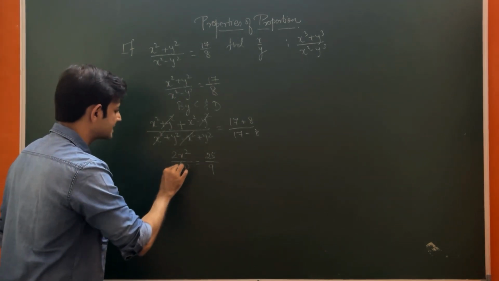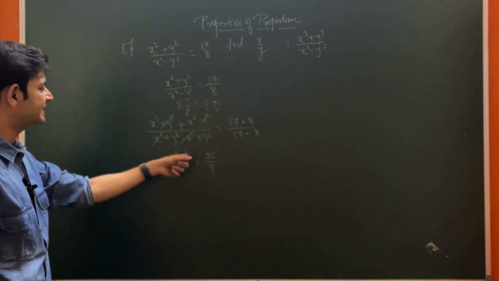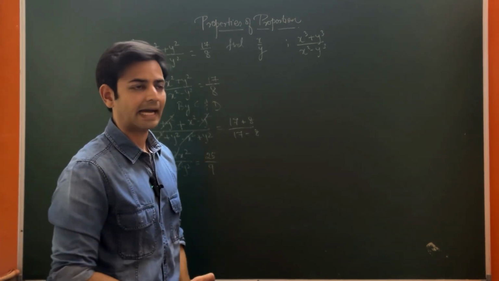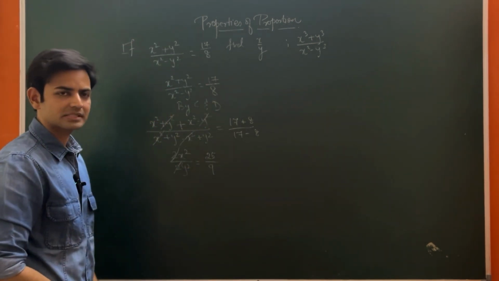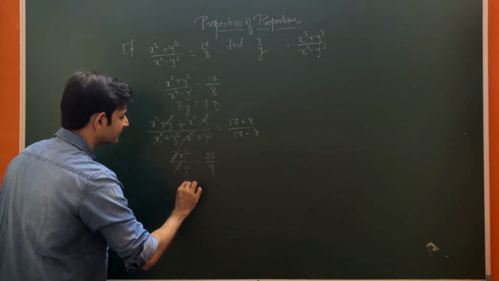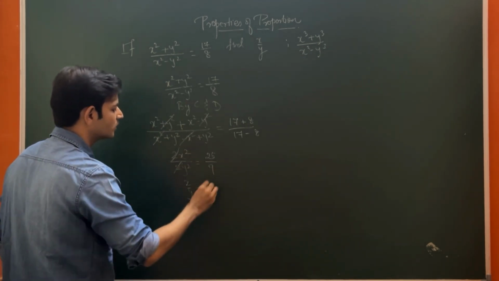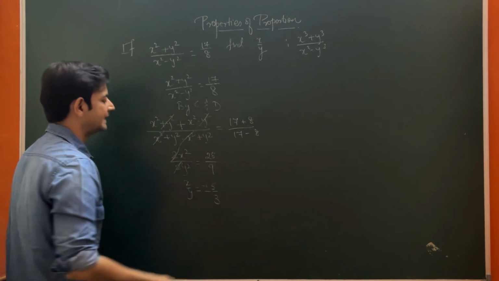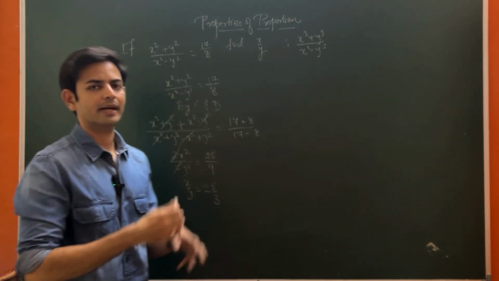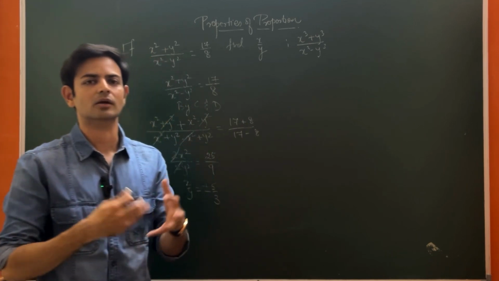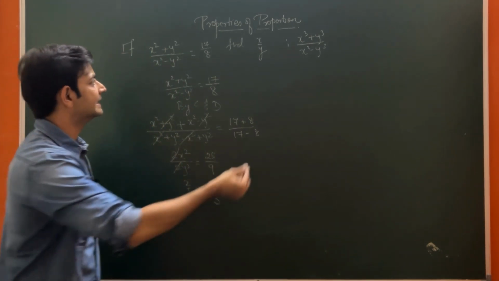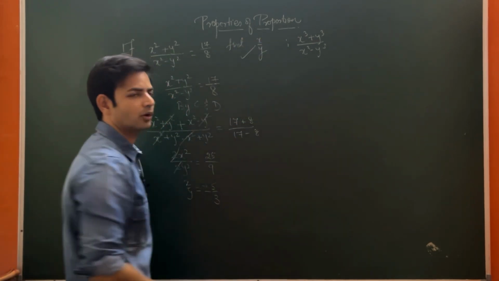So we can just cancel this 2 also. So we are left with x²/y² = 25/9. So we will take the square roots now. When we take the square root, x/y will be equal to plus or minus 5/3, because it is a whole square, this plus and minus is required. So it will be plus or minus 5/3. That is the value of x/y.